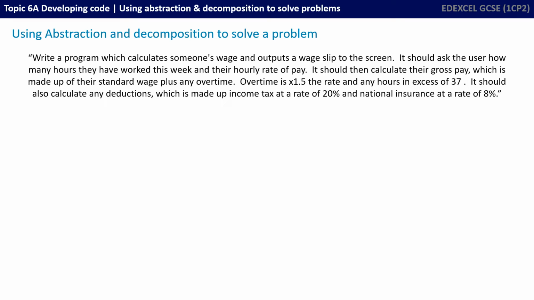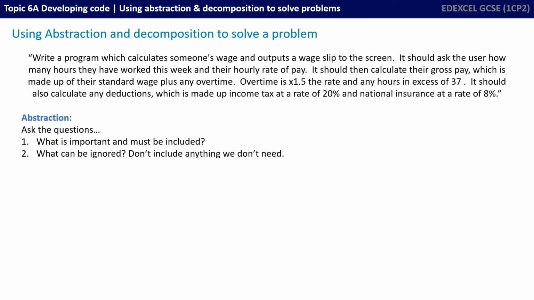It should then calculate their gross pay, which is made up of their standard wage plus any overtime. Overtime is 1.5 the rate and any hours in excess of 37. It should also calculate any deductions, which is made up of income tax at a rate of 20% and national insurance at a rate of 8%.